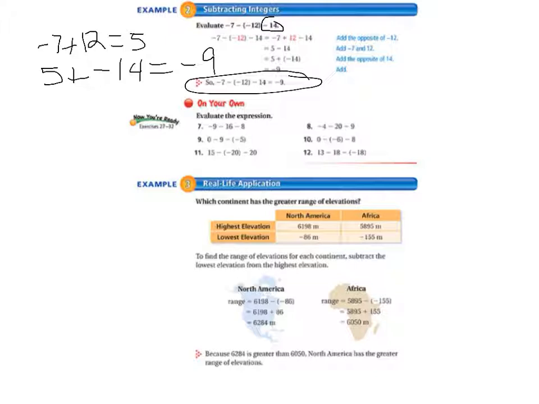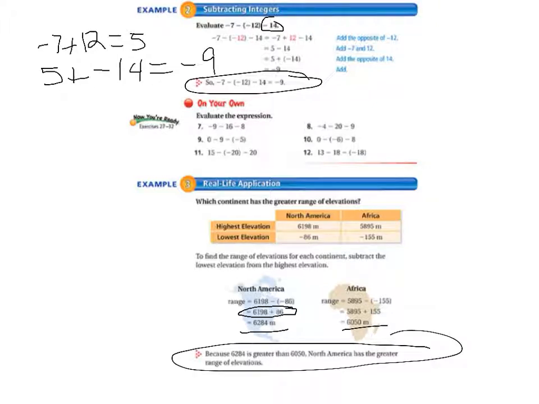And so it reviews for you what the range is, which we've already talked about, and so we're going to go ahead and subtract those. So the range for North America is 6,198 minus negative 86. So when you subtract the opposite, it's the same as adding, and so you end up with a range of 6,284 meters for North America. And for Africa, when you subtract the opposite, you end up with a range of 6,050 meters. So because 6,284 is greater than 6,050, North America has the greater range of elevations. So there is your answer for that.